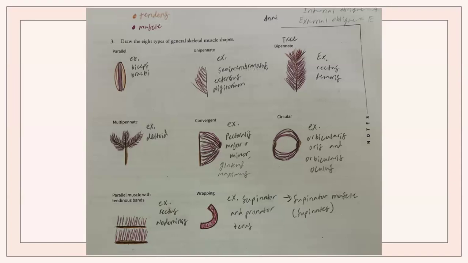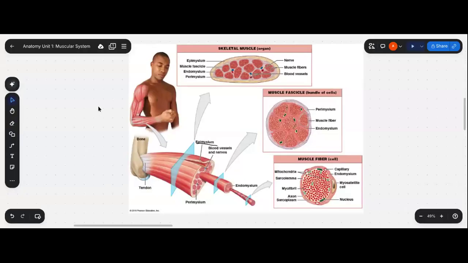All right, now we are going to switch a little bit more into the skeletal muscle organs and the different layers that are surrounding all of the different parts that go into the muscle organ. So you can see over here that we start off with a whole skeletal muscle. So this big piece over here, that is a skeletal muscle.